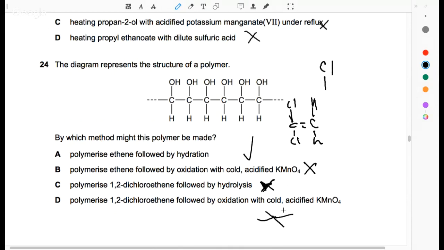How do you hydrate an alkene? You can't. So, polymerize ethene followed by oxidation. That can't be, because you need a double bond for that to happen with acidified potassium manganate, and when you polymerize it, you get rid of the double bond. What about D?